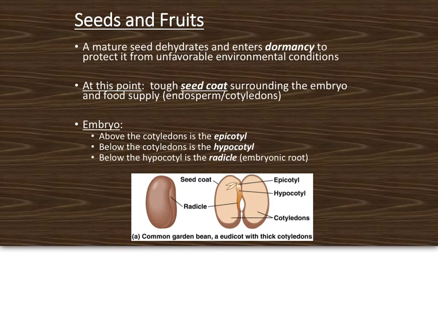So once a seed matures, it'll actually dry out. It'll dehydrate, and it'll enter dormancy within that fruit to stay protected against unfavorable conditions. Maybe it's cold or things like that. That seed has a tough seed coat around it, followed by cotyledons, which are the food supply, that are then surrounding this new developing embryo. So if you look at this picture, I know it's a little bit hard to visualize maybe. You've got a common bean, right?